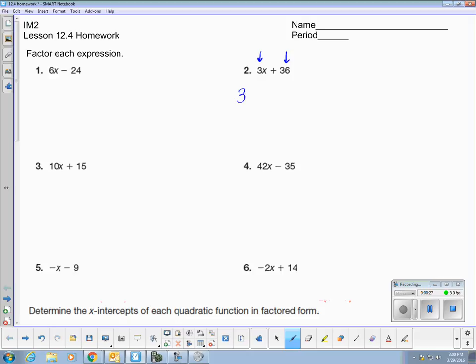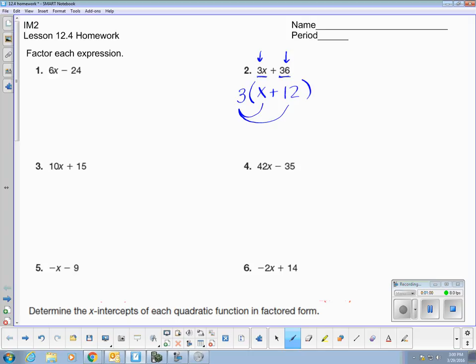Once I factor out the greatest common factor, I need to write what I call the leftovers. So what's left over? 3 times something gives me 3x squared, so 3 times x. And then 3 times something gives me positive 36. It would be positive 12. Just to check my work, I'm going to distribute. 3 times x gives me 3x, and 3 times positive 12 gives me positive 36.